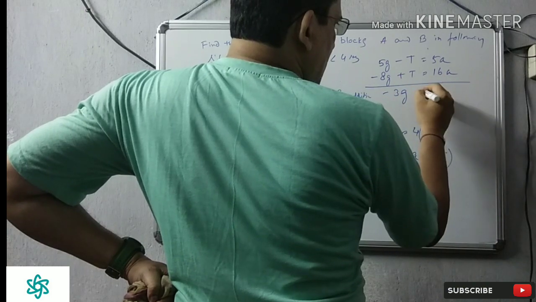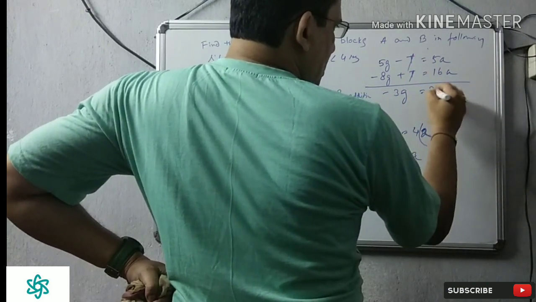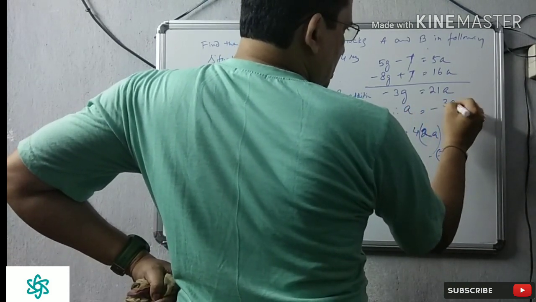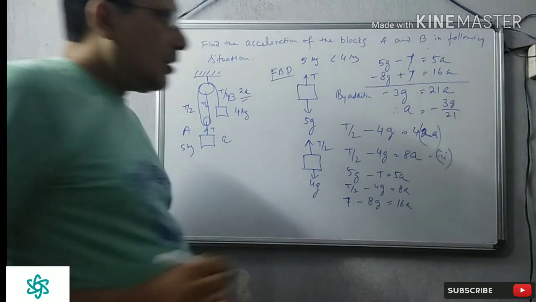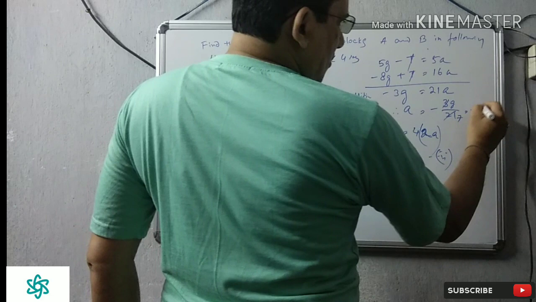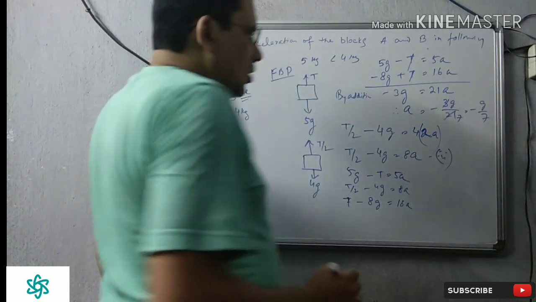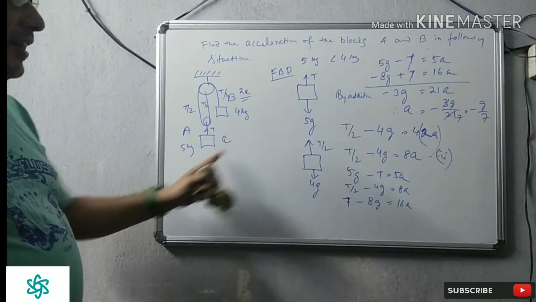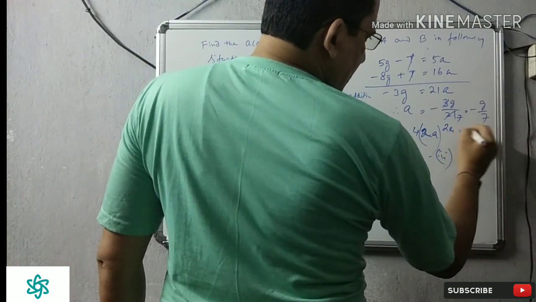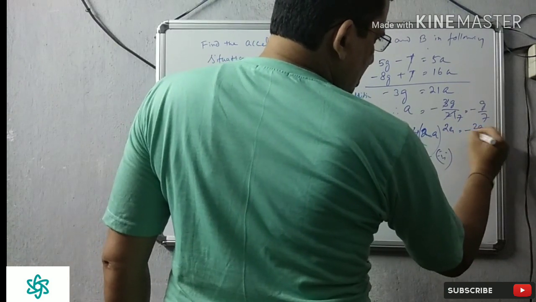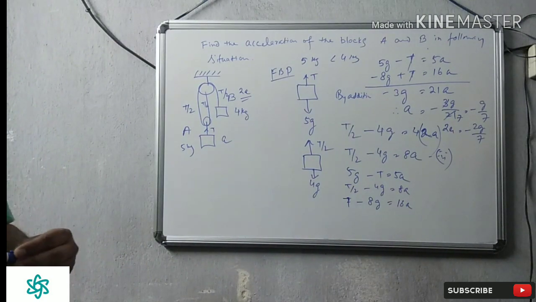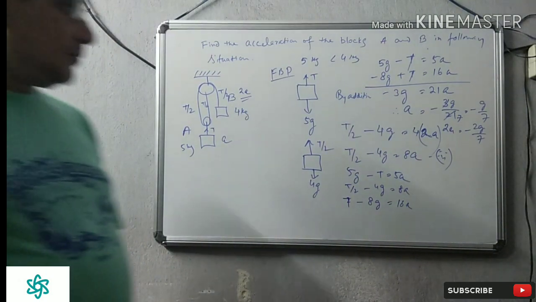minus 3g is equal to, T will be eliminated, 21a. Therefore a is equal to minus 3g by 21. Now reducing it to the lowest term, minus g by 7. So the acceleration of block A is minus g by 7, and block B is 2a, that means minus 2g by 7. That's all.